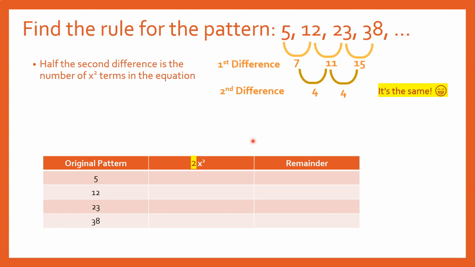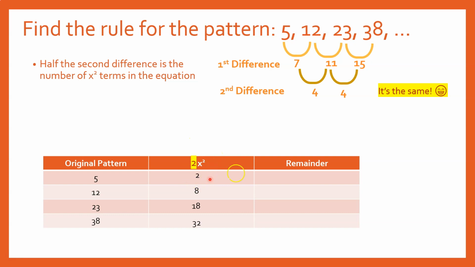Now, let's find what 2x squared is for each part of the pattern. For the first term, we have 1 squared times 2, which is 2. Then 2 squared, which is 4, times 2, which is 8. 3 squared, which is 9, times 2, which is 18. And then 4 squared, which is 16, times 2 is 32. That means we've found part of the pattern, but we haven't found the whole thing.